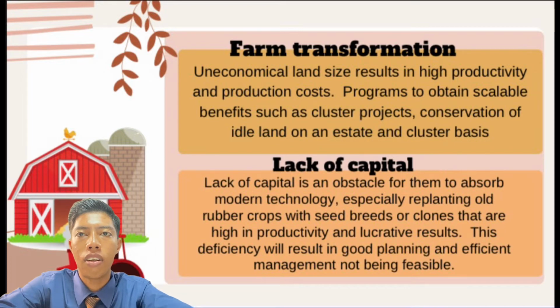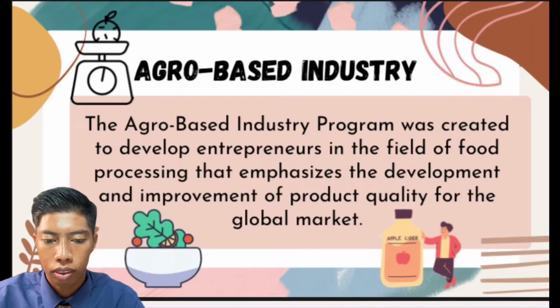The lack of capital. Lack of capital is an obstacle to absorbing modern technology, especially replanting rubber crops with clones that are higher in productivity and give lucrative results. This will result in good planning and efficient management not being feasible.